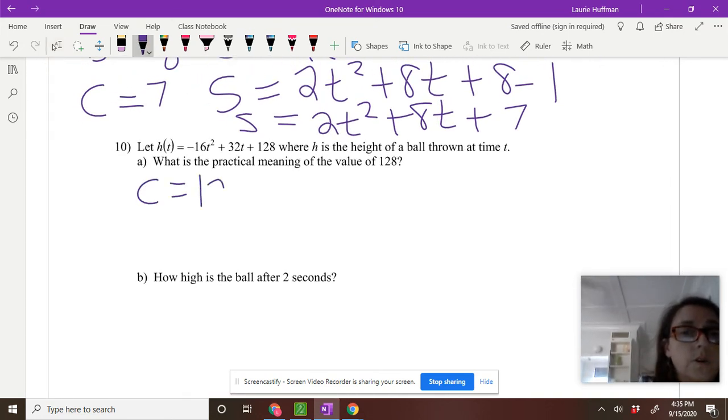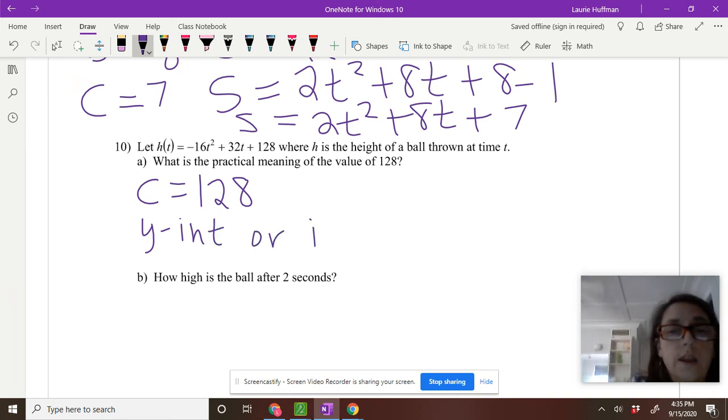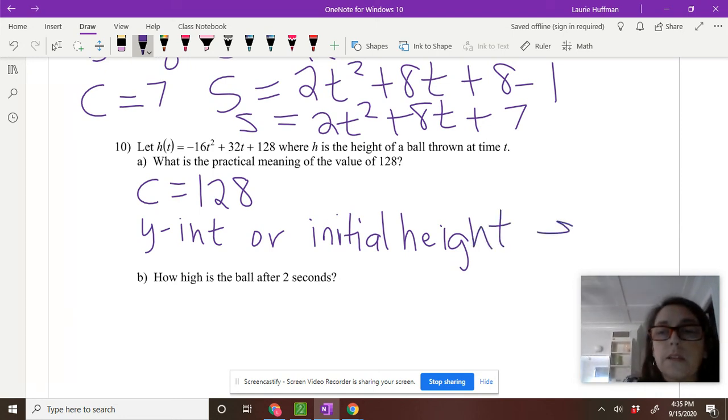C is 128. Okay, so back to the beginning, we said the value of C was the y-intercept, also known as the initial value, and in this case, the value is height. So this means this is the height of the ball when t equals 0. So that is the height of the ball wherever it was thrown. And it's 128, so obviously it's not on the ground.